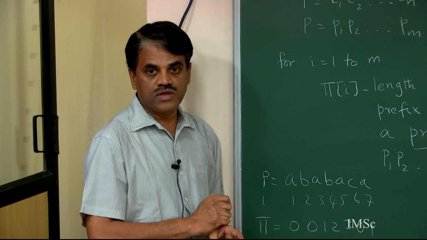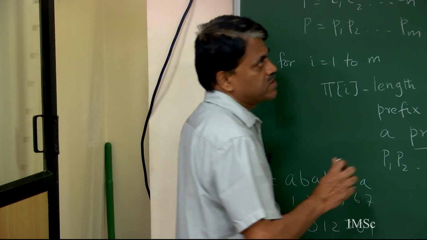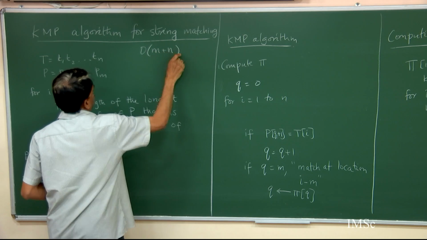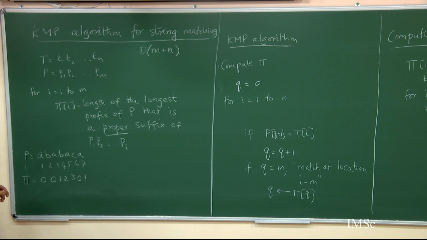Knuth-Morris-Pratt, the KMP algorithm for string matching, which has a complexity of m plus n. So, how does the algorithm work? We have this text and pattern.